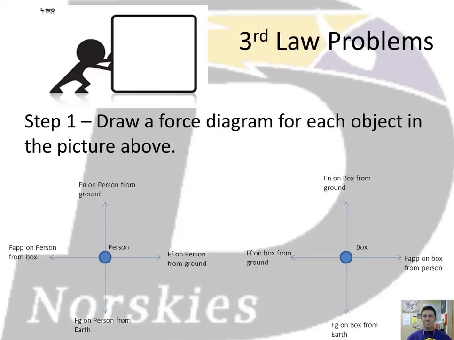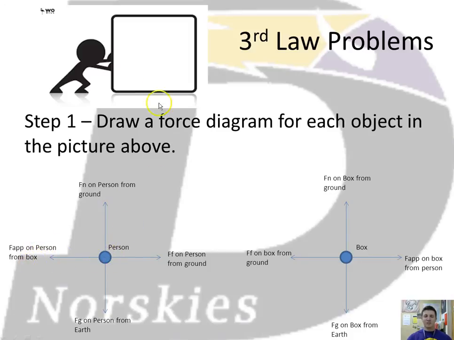When we do a third law problem, you're going to follow steps. The first step is to draw a force diagram for each object in the picture above. So what I've done here is I've drawn a force diagram for the person, which is on the left, and a force diagram for the box, which is on the right. This is a little different in that now you have to draw two force diagrams and describe them. When we describe the forces, again, you must talk about what that force is acting on and then what is causing that force to act. So for example, force applied on the person from the box.